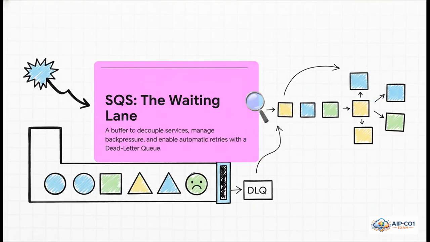Next in our toolbox is SQS. Think of this as the waiting lane on the highway. This is your shock absorber. When you get a sudden flood of traffic, or maybe a service downstream is running a little slow, SQS just holds onto those requests in a nice, orderly queue. It prevents your system from getting totally swamped. This is absolutely critical for decoupling services and handling failures and retries without losing data.